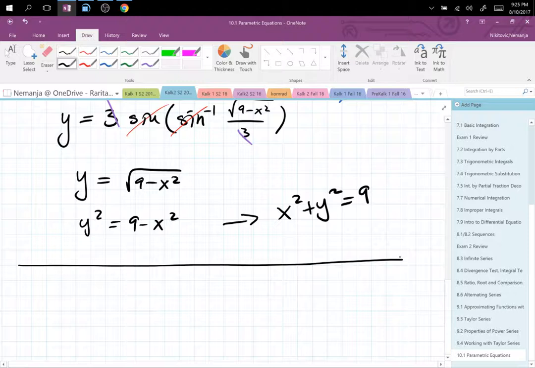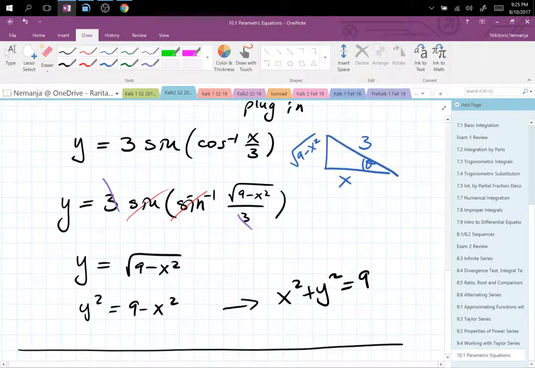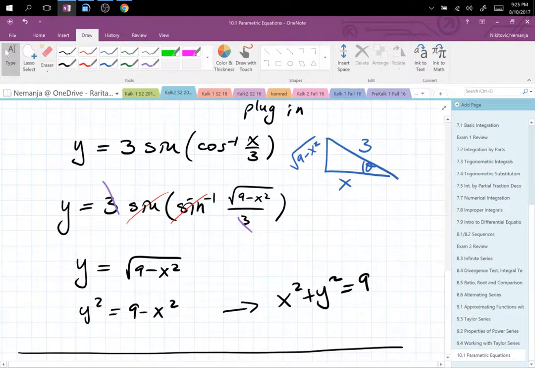I got a quick question. Yes? So how did you replace cosine inverse with sine inverse? I created the triangle using the cosine, and then I read the triangle and used the sine. Okay. That's how.